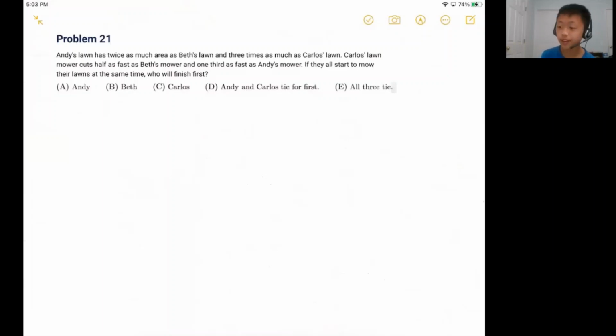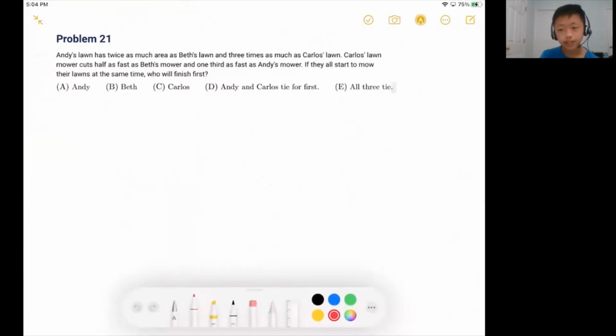So question 21 is a word problem. We have Andy's lawn has twice as much area as Beth's lawn and 3 times as much as Carlos's lawn. So we know that Carlos's lawn mower cuts half as fast as Beth's mower and 1/3 as fast as Andy's mower. And we want to know if they all start to mow their lawns at the same time, who will finish first.